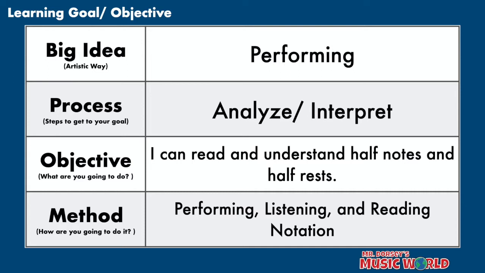Our learning goal is broken down into four parts. Our big idea, or the artistic way, is performing. Our process, which is the steps to get to your goal, is analyze and interpret. Analyze means break something down, figure out what something is. Interpret is, what do you do with that information? Our objective, what are we going to do? I can read and understand half notes and half rests. And our method, how are we going to do it, is performing, listening, and reading notation.